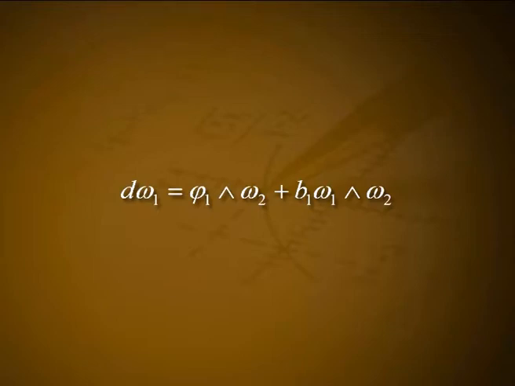Thus for this special connection, dω1 is equal to φ1 wedge ω2 plus b1 ω1 wedge ω2 for some smooth function b1 on π inverse of U. Similarly, dω2 is equal to minus φ1 wedge ω1 plus b2 ω1 wedge ω2. For an arbitrary connection form φ, φ1 minus φ is equal to π*τ for some smooth one form τ equal to c1 ω1' plus c2 ω2' on U.